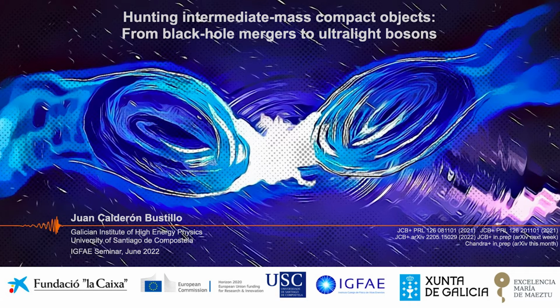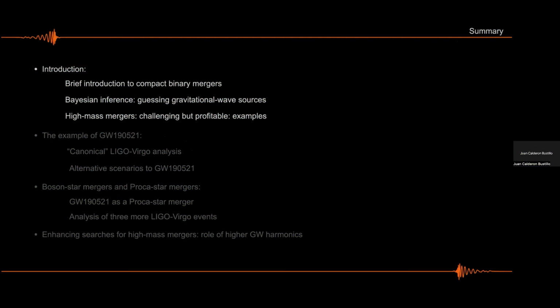So as a summary of what I'm going to be talking about, since not everyone here is too familiar with gravitational waves, I will provide a brief introduction to what compact binary mergers are and how the gravitational waves these produce look like. Then I will give a brief intuitive summary of the main tool that I personally use in all of this analysis, which is Bayesian inference, which is what we use to guess the properties of the sources behind the gravitational waves we observe.